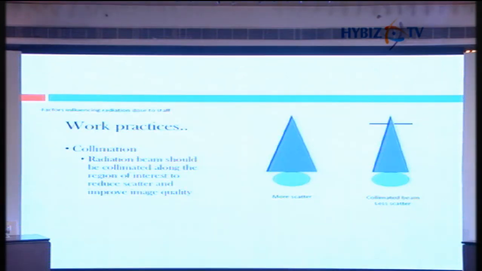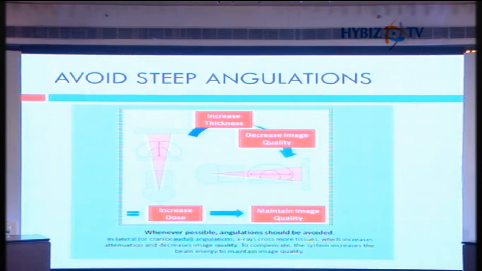And then we should always use collimation. Collimation will reduce the overall radiation burden to the patient as well as the operator. And regarding angulations, don't use steep angulations excessively. In steep angulation, the radiation beam has to pass through more tissue, so the path it takes is longer and the image quality will come down. To compensate for that, the machine will automatically increase the radiation exposure. So the overall radiation exposure to the patient as well as the operator will increase.